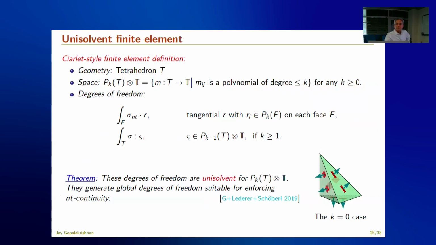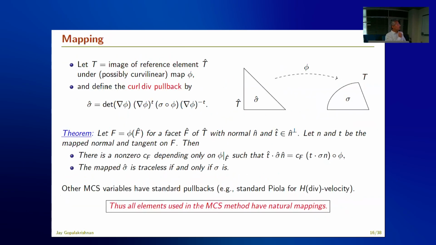Okay, so one last thing about this element, it comes with natural mappings. And the natural mapping is a mapping that preserves the normal-tangential component. So in order to do so, we have to apply a covariant mapping from one side and a contravariant mapping from the other side. And that's exactly what's the form here. If you do so, then you have the property that the mapped element preserves the normal-tangential component up to a constant factor on every facet. And it also preserves the traceless matrix property.